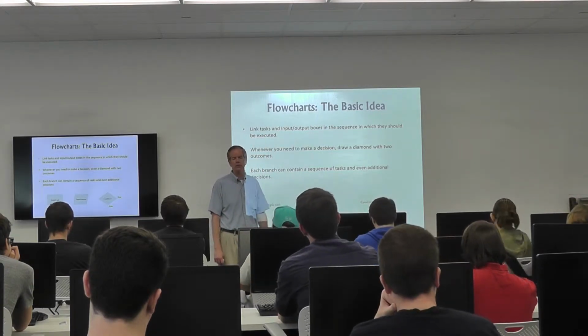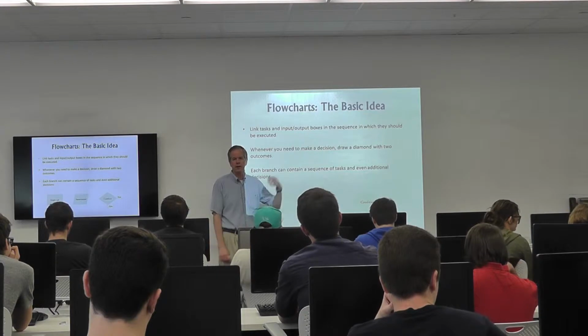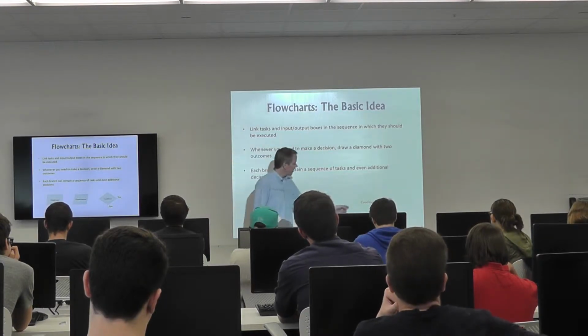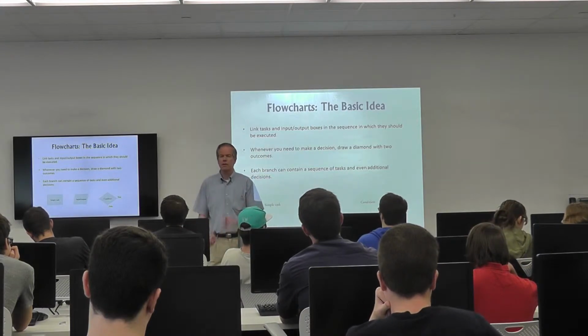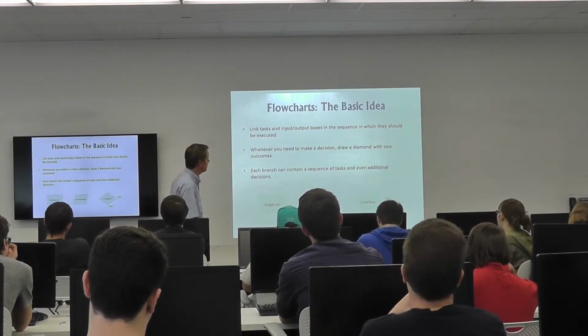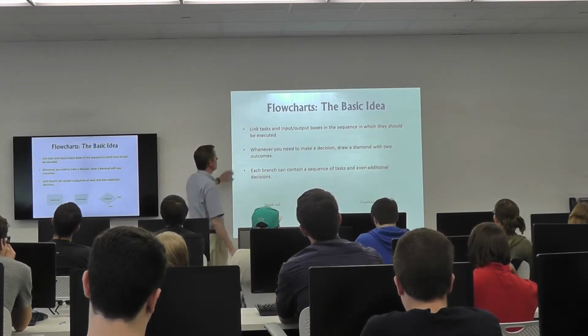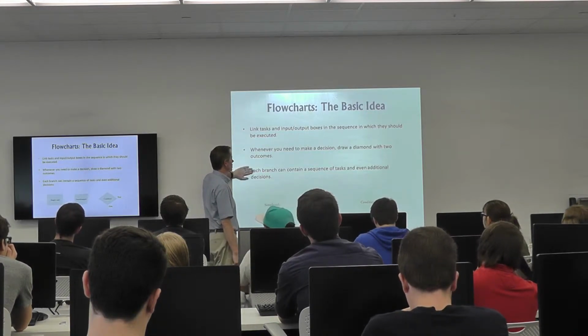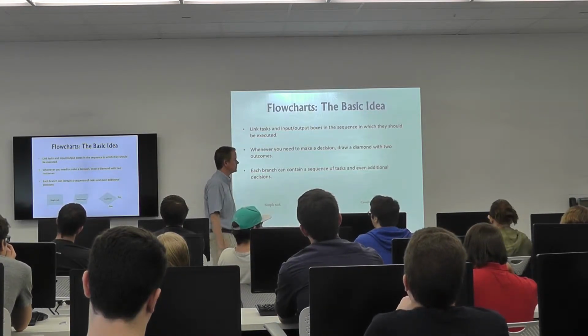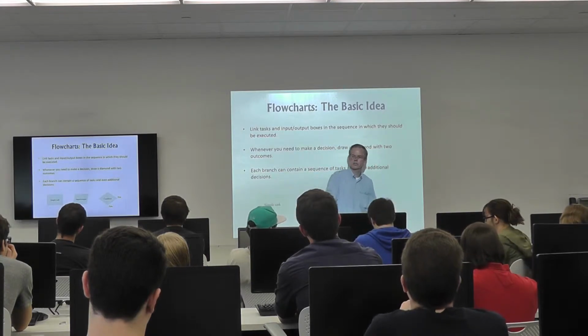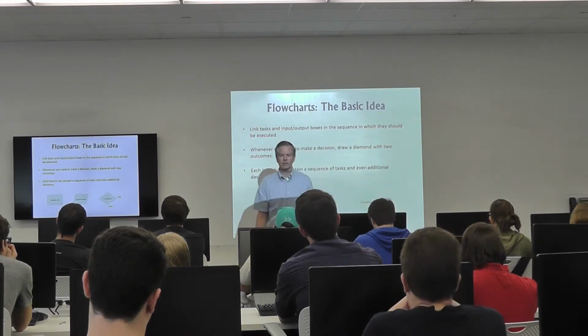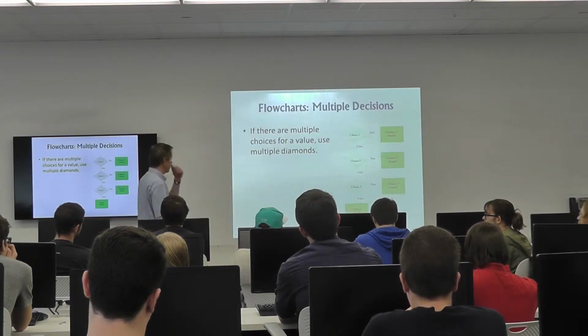You ask the user for first name, ask the user for social security number, ask the user for credit card number. And then, of course, our old friend, Mr. Diamond, is the condition. So you make a decision. You've got two different ways out of the diamond, depending on whether it's true or false. Use a diamond, and each branch can contain a sequence of tasks and even additional decisions. So it may be true, but then maybe I've got more decisions, and I can have a whole bunch of different things going on.